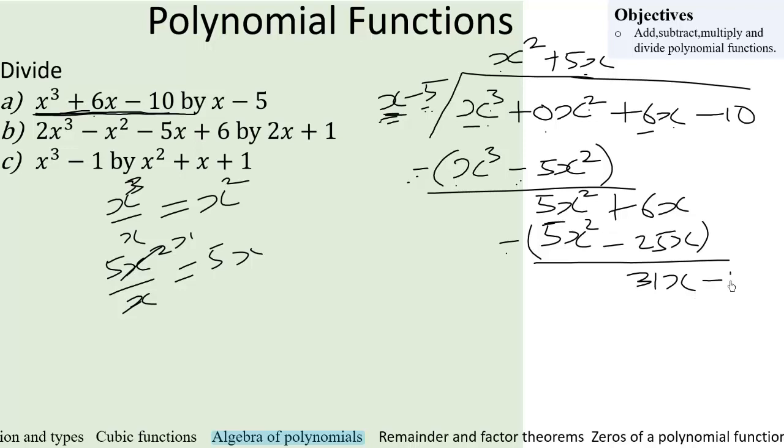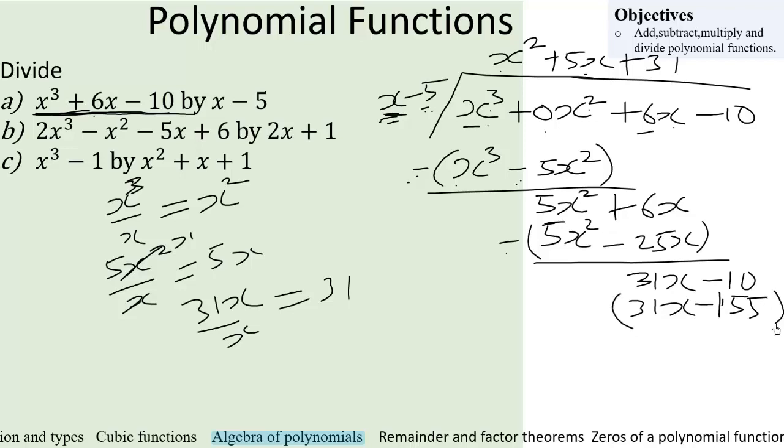Now this comes here. You drop the negative 10 here. So divide the 31x by x. That will give you 31. So plus 31 will come here. Now 31 times x will give you 31x. Then 31 times 5 will give you 155, so minus 155.